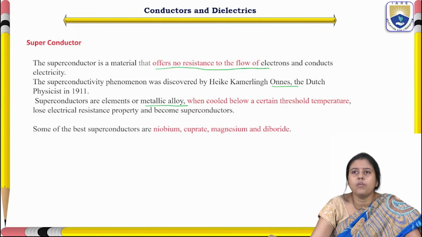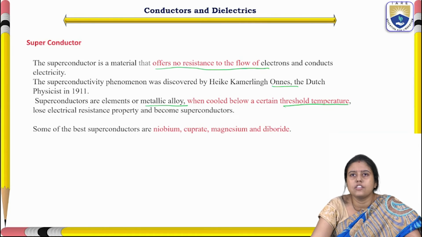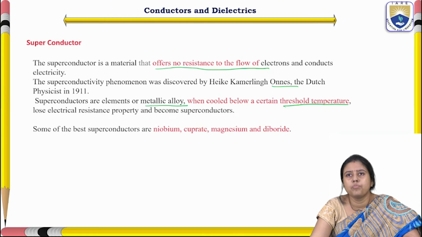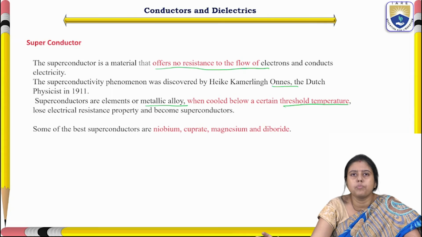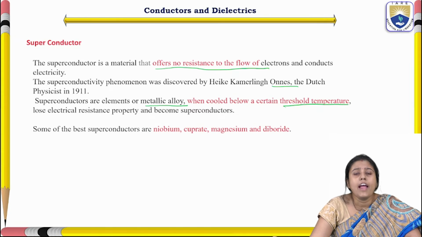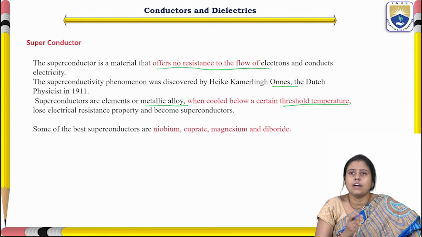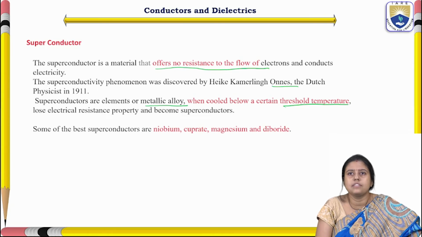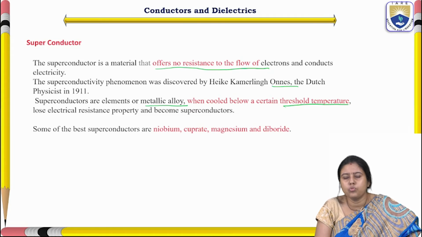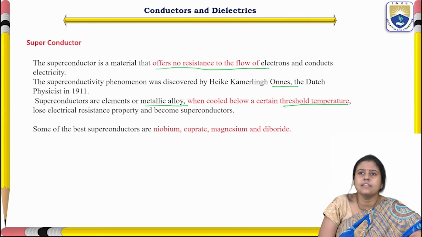When cooled below a threshold temperature, it loses the electrical resistance property and becomes a superconductor. So superconductors are some special elements, special metallic alloys, which are not superconducting at normal temperature. If we cool it under some threshold temperature, it loses the normal resistance property and becomes a superconductor. And what are some superconductors? As I told, these are metallic alloys.